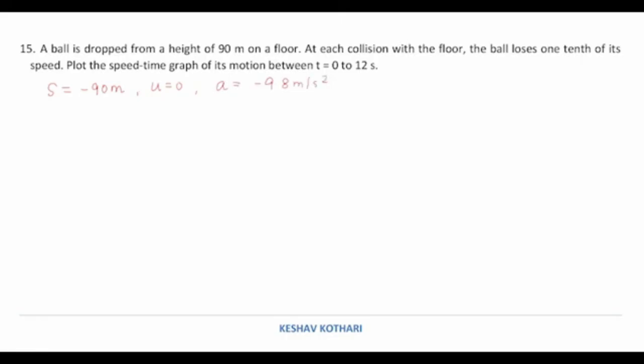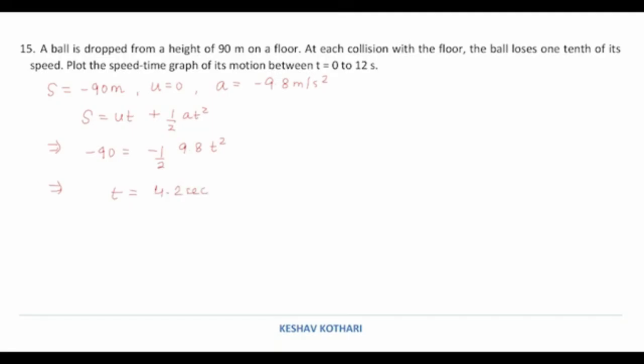So we are first of all calculating the first time when the ball is going to hit the ground. So we apply s equals ut plus half at square. So we solve it as minus 90 equals 0 minus half into 9.8 t square. From here we obtain t equals 4.28 second.